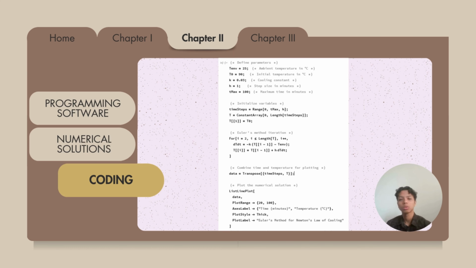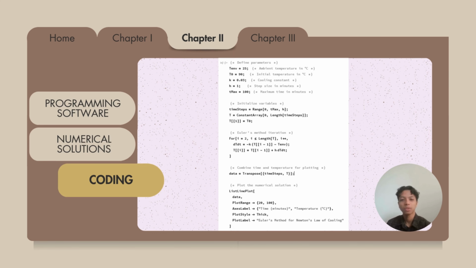So before we go to the coding, I want to briefly talk about Newton's law of cooling. Newton's law of cooling states that the rate of temperature change of an object is proportional to the temperature difference between the object and its surroundings. So here is the code to implement Euler's method in Mathematica.